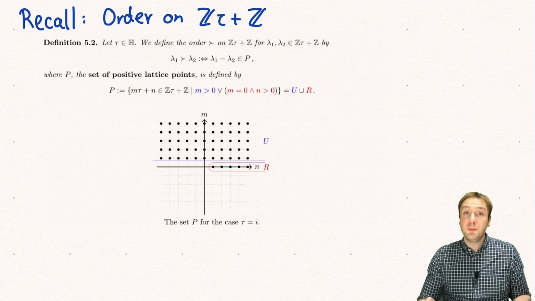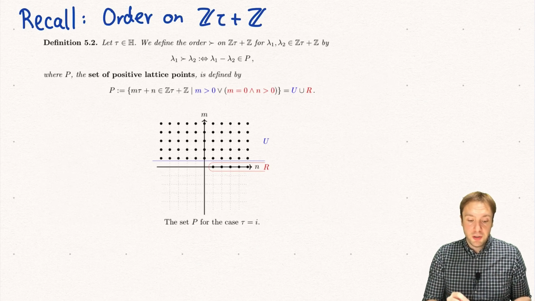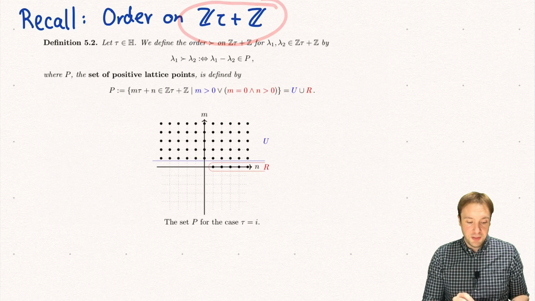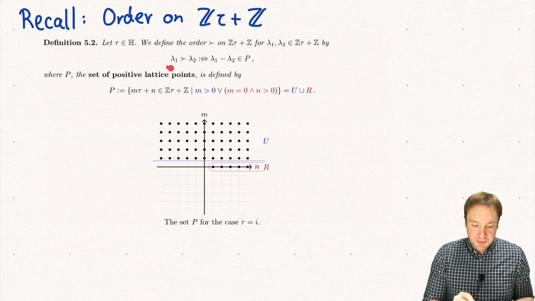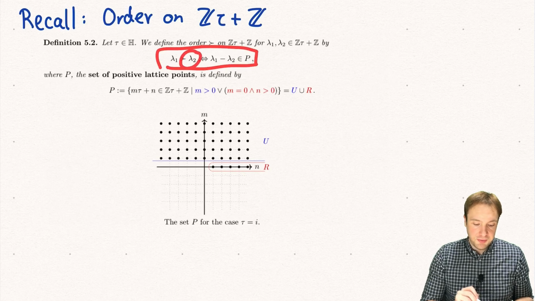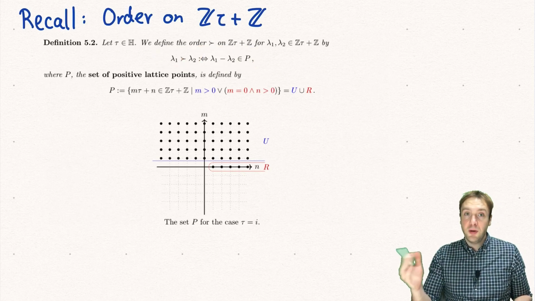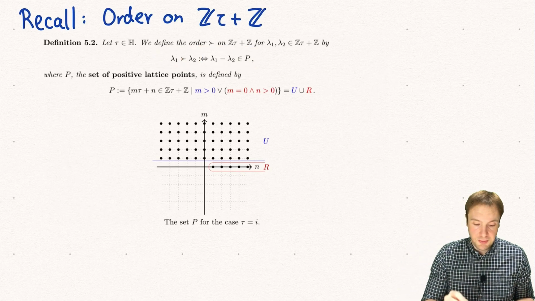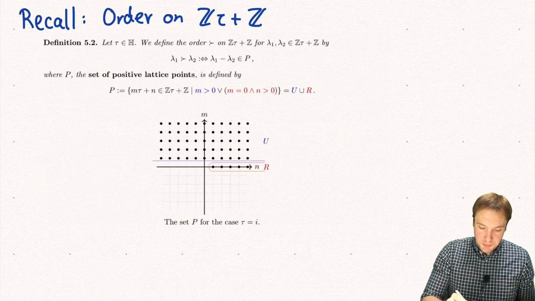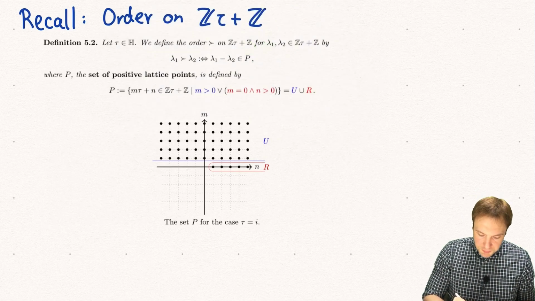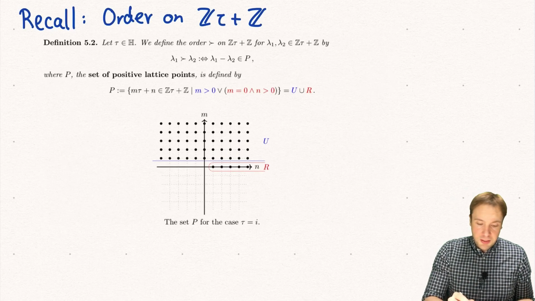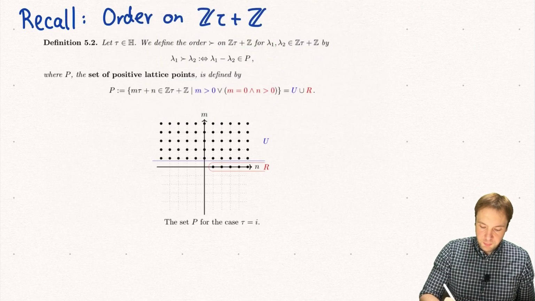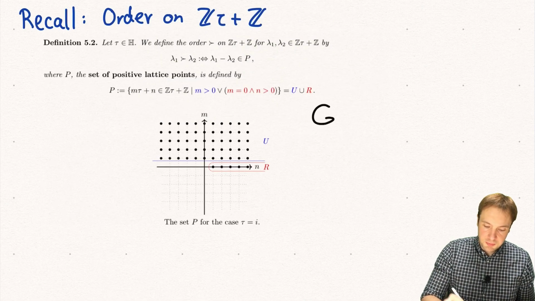So to define these multiple Eisenstein series, we introduced an order on this lattice Z tau Z, where tau is an element in the upper half plane. And then we said lattice point lambda 1 is greater than a lattice point lambda 2 when it's on the right or above of lambda 2. So for example, this point here is smaller than this point, but it's also smaller than this point, and so on.